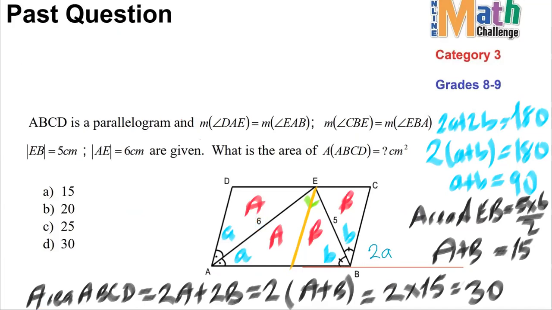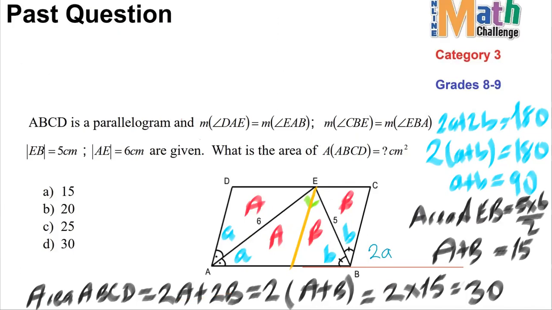So now, if we draw another parallel line, we see that we have two parallelograms, and each of them is divided into two parts with two diagonals. So these two are equal, and these two are equal. When we call this A, this becomes A. When we call this B, this becomes B. So the whole parallelogram is 2A plus 2B.